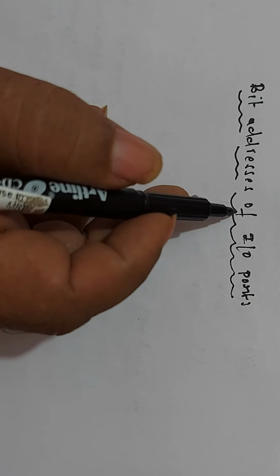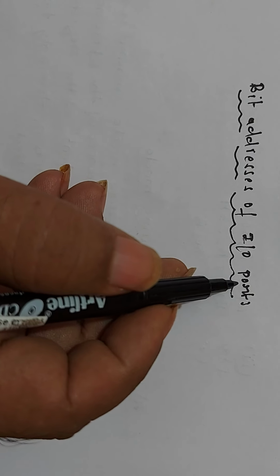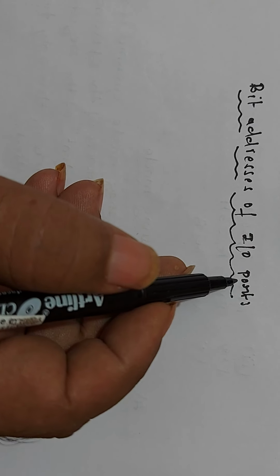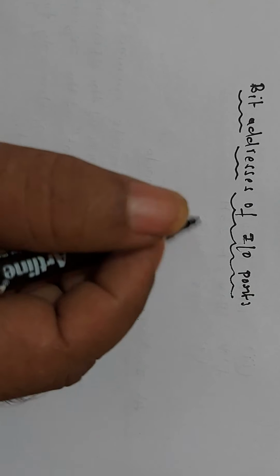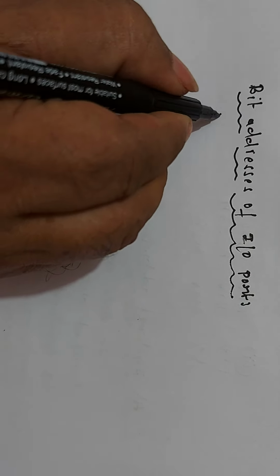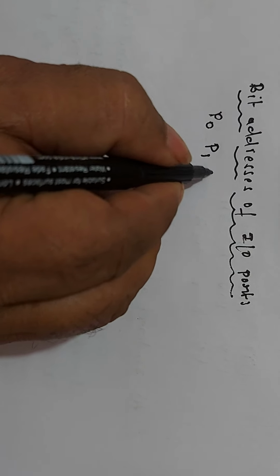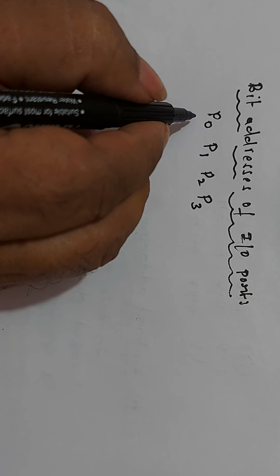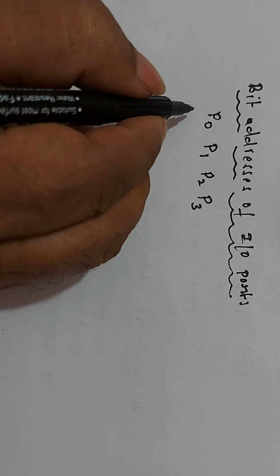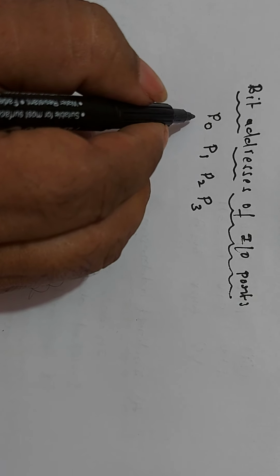Now let us discuss bit addresses for input output ports. We know that there are 4 ports that 8051 contains. These ports are named as P0, port 0, port 1, port 2 and port 3. Each port is an 8-bit register.